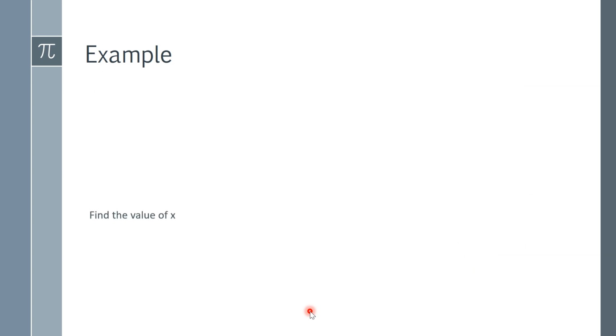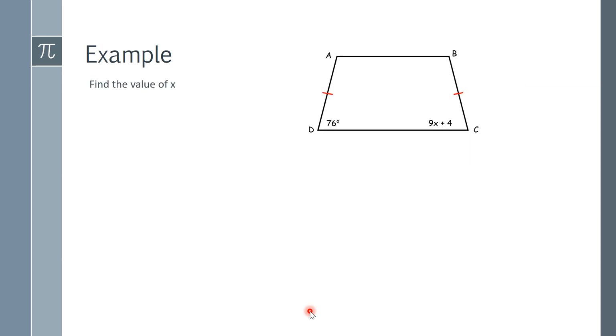So here's our first example. We're going to find the value of x. Here is our picture. We have an isosceles trapezoid. We know it's isosceles because of these marks right here. So that means that these two angles right here are what? They are congruent because they have the same measure, the base angles. Since the trapezoid is isosceles, the base angles are congruent.